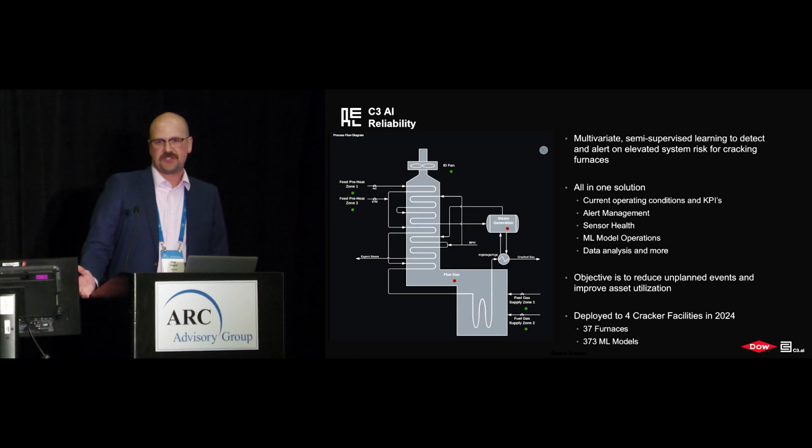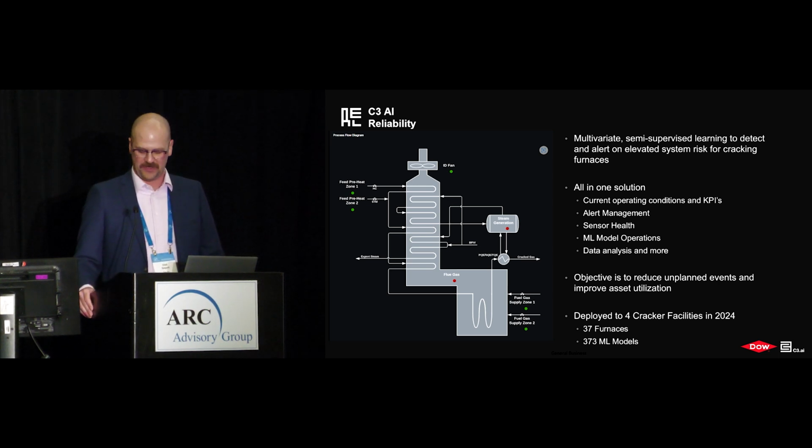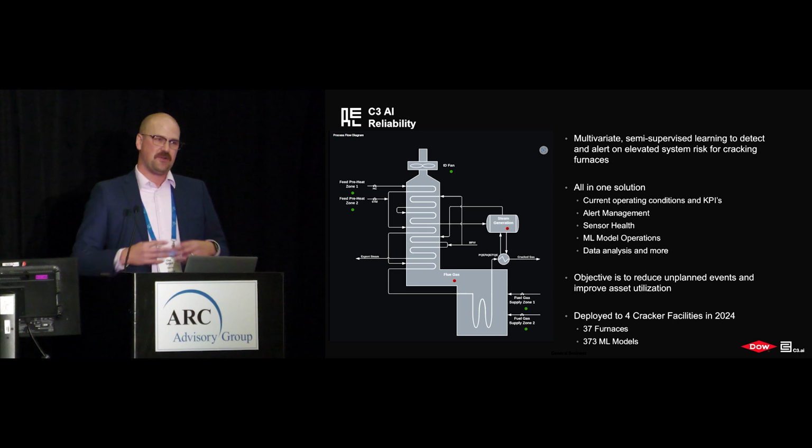So C3 has a large solution portfolio, but the one that I'm going to be focusing in on right now is their reliability application offering that we're implementing for this use case. In a nutshell, we are leveraging multivariate semi-supervised learning to detect and alert on elevated system risk in our furnaces. In simple terms, we've used machine learning to train on large historical data sets of stable operating periods, and we're monitoring our current operating data within the app itself. If our current operating data starts to deviate by a defined amount or for a duration of time, then the appropriate end users are alerted to a potential issue.